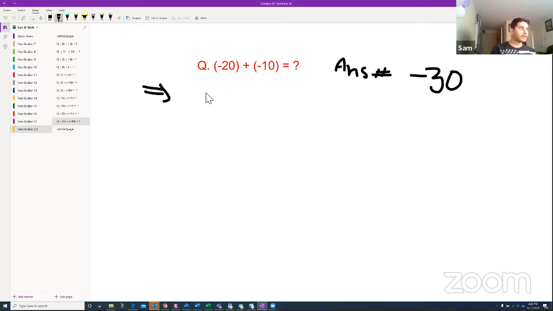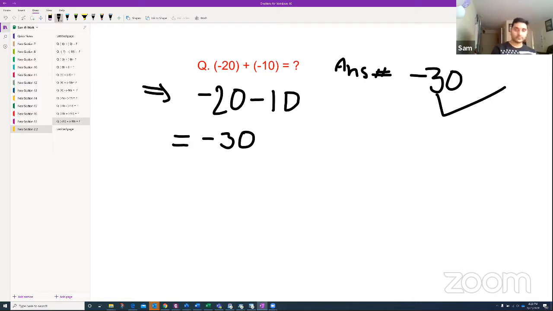Let's see if that's the right answer. So we have a negative 20 and these plus, and we have a negative 10. So we can write this way, negative 20 minus negative 10. And these both are negatives, so we're doing addition of these. So 20 plus 10 is going to be 30. So it's going to be negative 30. That's the right answer. Okay. Let's do the multiplication now.